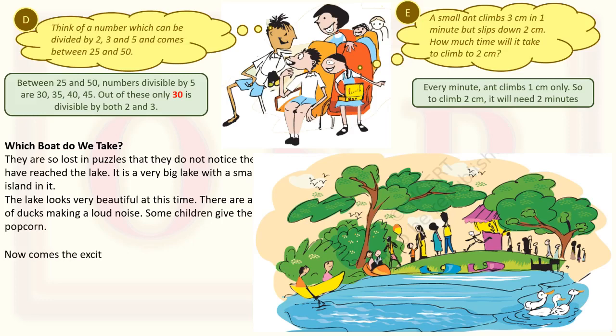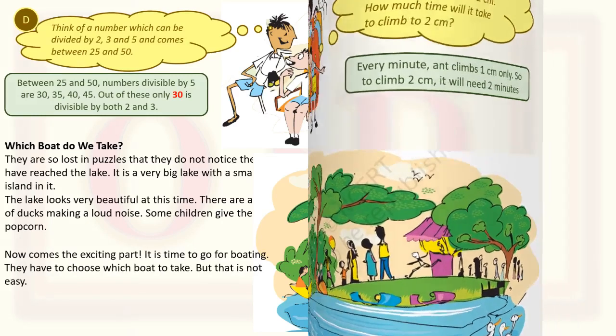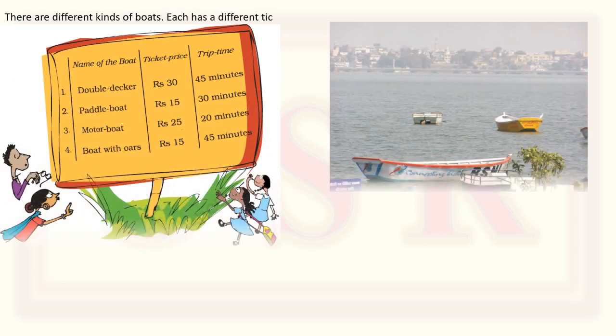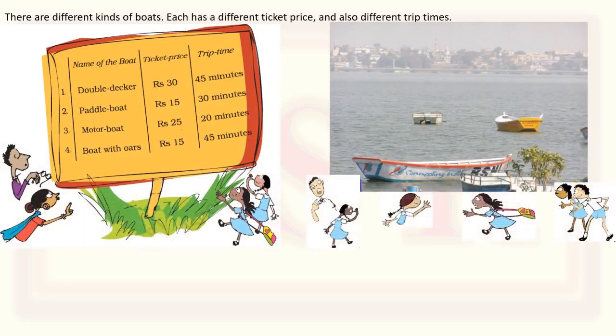Now comes the exciting part. It's time to go for boating. They have to choose which boat to take, but that is not easy. There are different kinds of boats. Now look at this price chart of different boats. Each has a different price ticket and also different trip times.